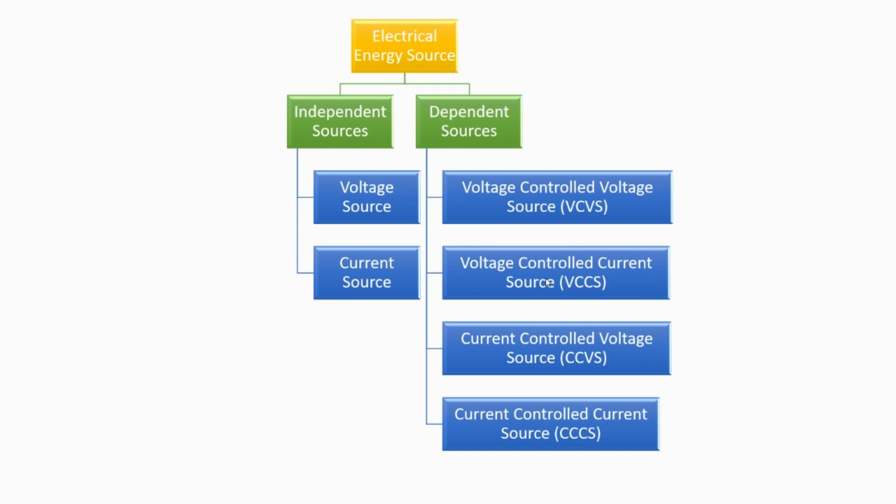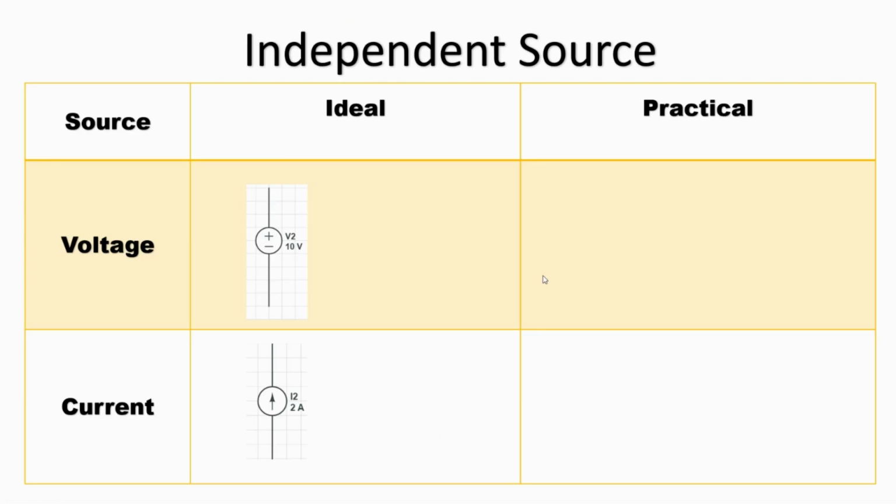On the other hand, the dependent sources. Now, there are four types here. So, we could have a voltage controlled voltage source, a voltage controlled current source, a current controlled voltage source, and a current controlled current source. Don't worry, we'll be exploring each of these. We'll do some example problems with this, and the concepts would get clear.